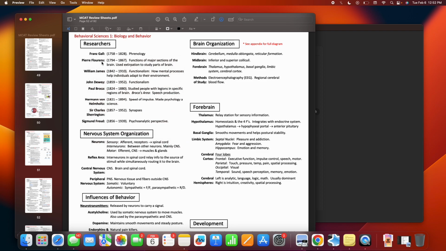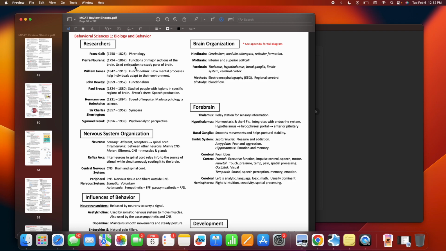Then comes Pierre Flourens, about the same time, a couple decades later, and this guy was actually 40 years younger than Franz Gall, but Pierre Flourens demonstrated the functions of major sections of the brain.